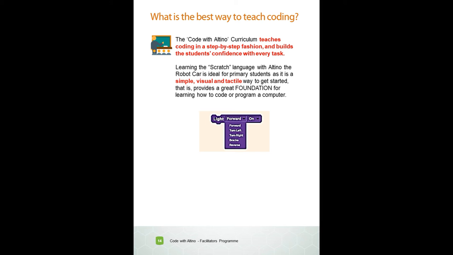What is the best way to teach coding? The Code with Altino curriculum teaches coding in a step-by-step fashion and builds the student's confidence with every task. Learning the Scratch language with Altino the robot car is ideal for primary students, as it is a simple, visual and tactile way to get started. That is, it provides a great foundation for learning how to code or program a computer. And NESA in New South Wales really push visual and tactile learning as part of their syllabus, as it's much more powerful.